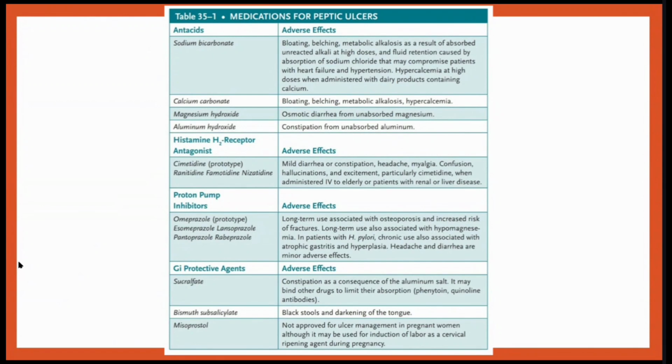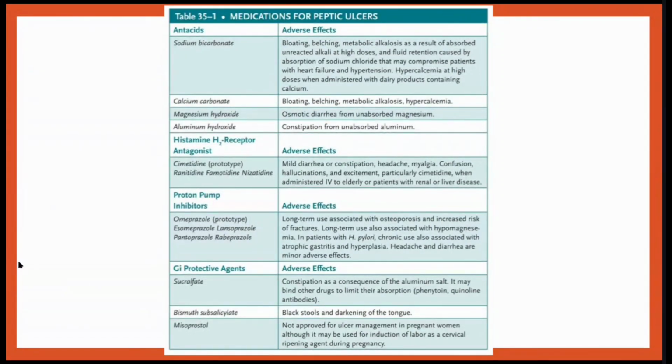Then comes magnesium hydroxide. Magnesium hydroxide has osmotic diarrhea. However, on the other hand, we have aluminum hydroxide. It has the adverse effect of constipation. Next is histamine H2 receptor antagonist. It has a few drugs named cimetidine, ranitidine, etc.